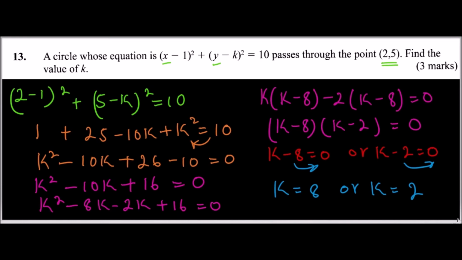So the first thing is expanding. The marks that you get here are for your expansion, then solving the quadratic equation, and you get your answer there. So that's how the 3 marks will be awarded.